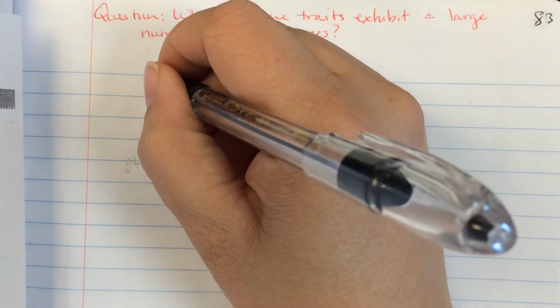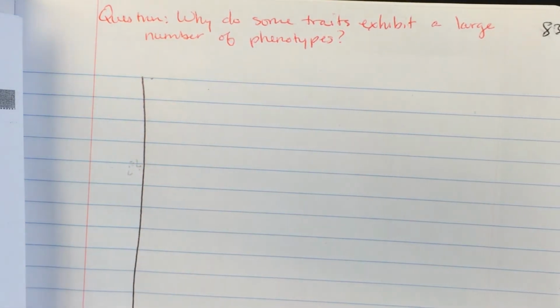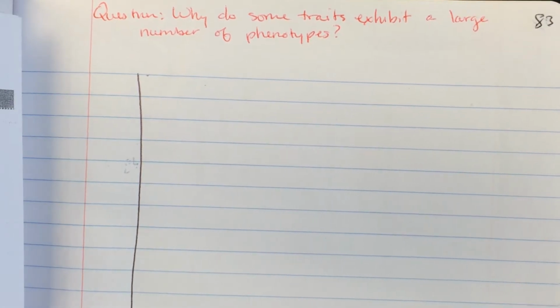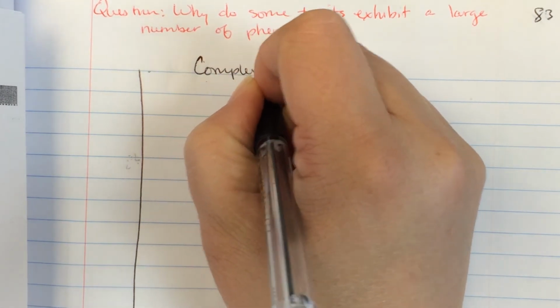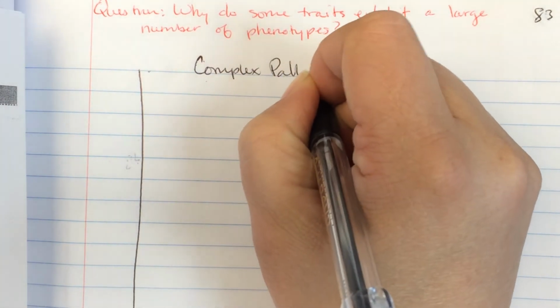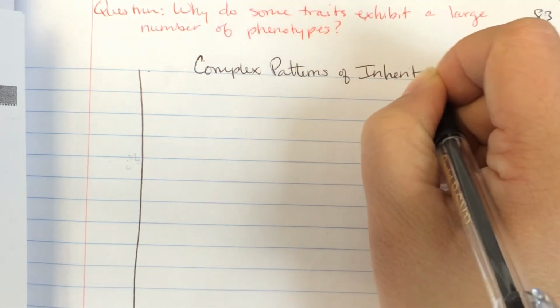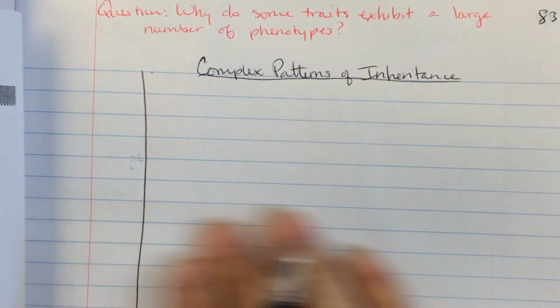So let's set this up Cornell style like usual. Make sure you draw your line along the left and also leave a few lines at the bottom so you can put your summary. The title of this one is Complex Patterns of Inheritance. There's more to it than just big A, little a.